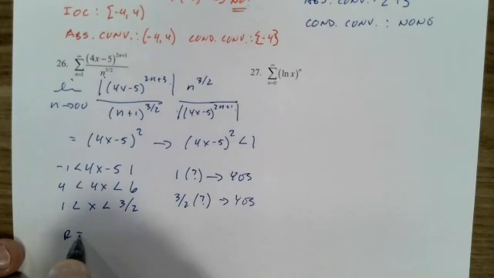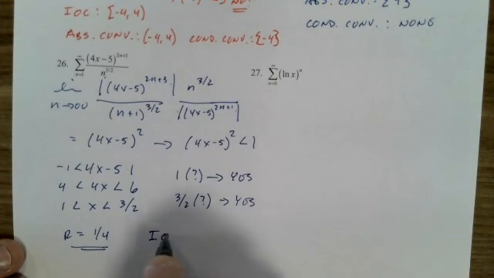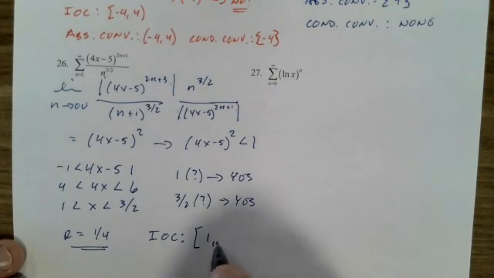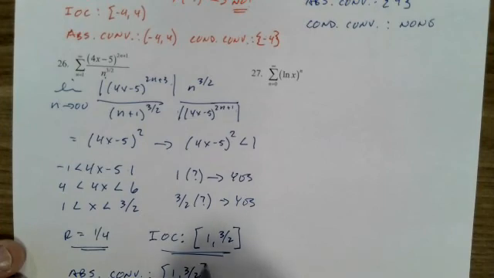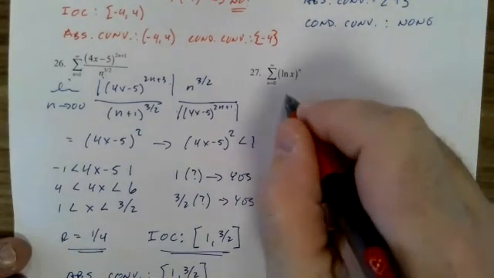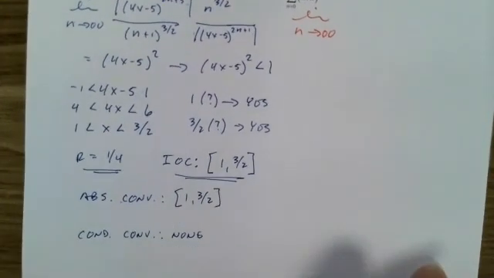So here we go. R equals 1/4. Interval of convergence works on all ends, 1 to 3 halves. And it's absolutely convergent on that interval. And conditionally convergent, none. Limit n goes to infinity. Apologize, I missed that at the end there.